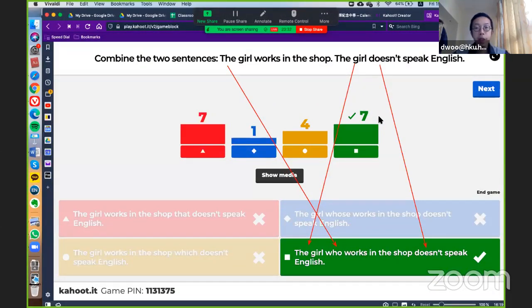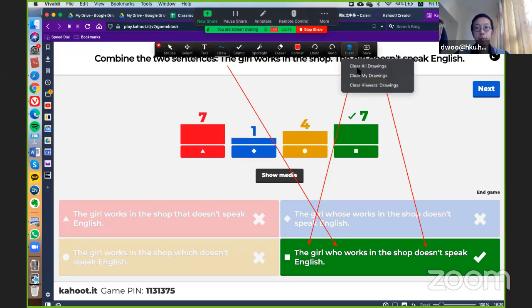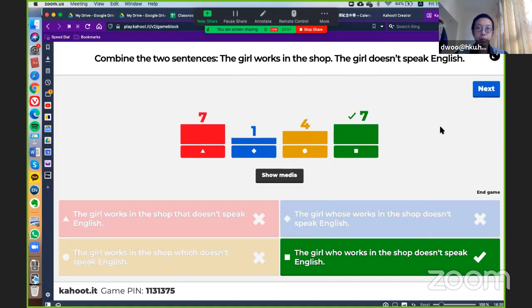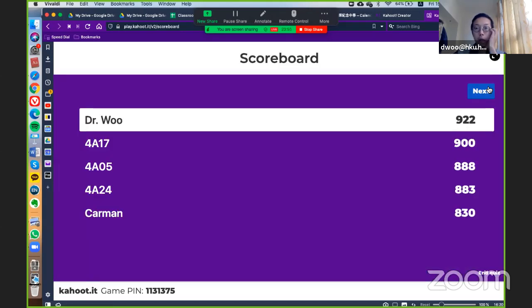So instead of saying the girl works in the shop, we say who works in the shop. Then we put the who next to the word that is being substituted, the girl. Let's try another one. Okay, great. Super, guys. Let's give it a shot.